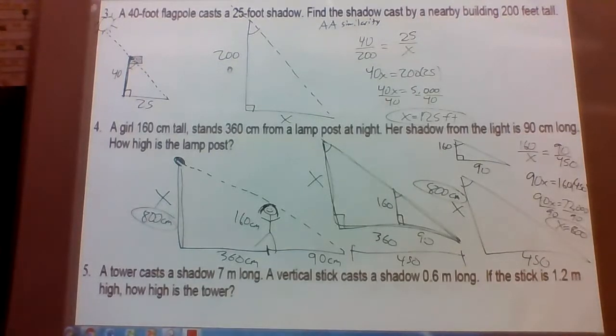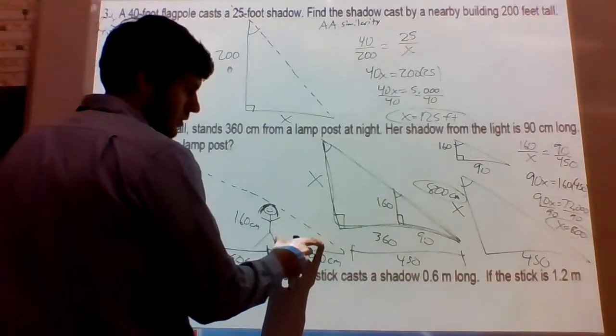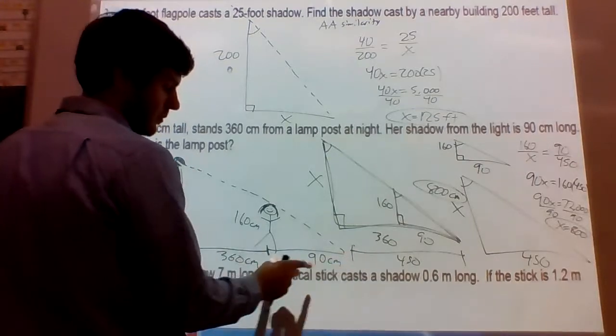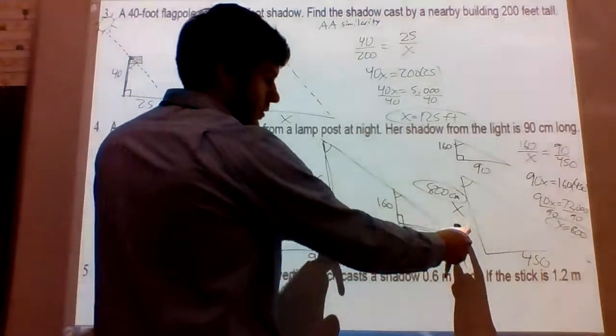800 centimeters. So again, the key here was knowing that this is our small triangle. This is our big triangle. The base of this triangle is 450. 90 plus 360, 450.